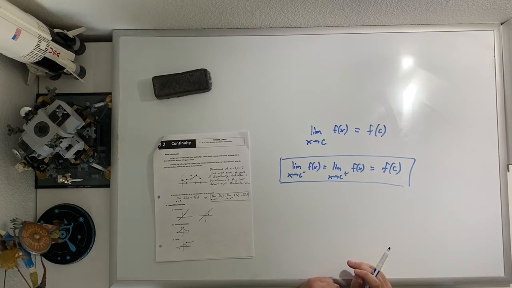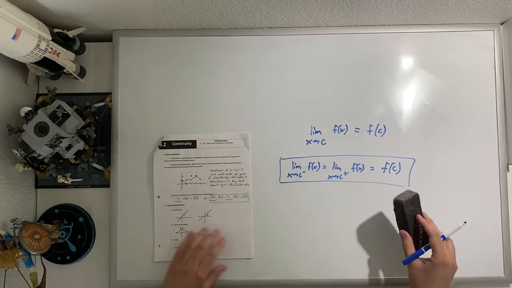This is a definition that we will use throughout the entire year in AP Calc. The limit from the left equals the limit from the right equals the function value. I'm going to say that all the time, so get used to it right now. Limit from the left equals the limit from the right equals the function value.